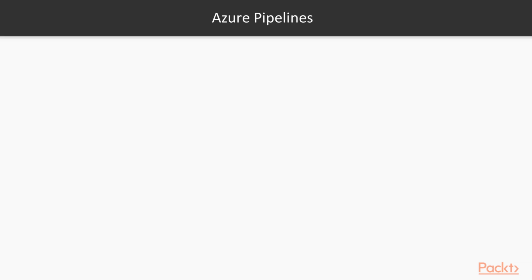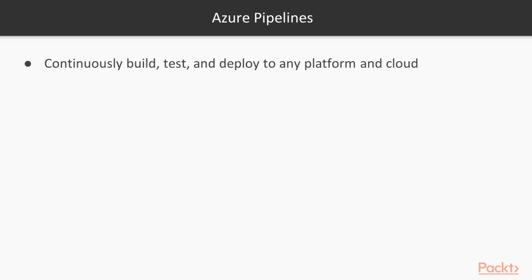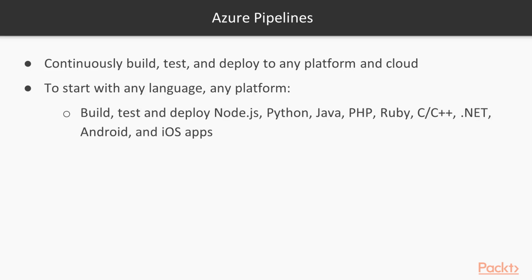Next, we look at Azure Pipelines. Using Azure Pipelines, you can continuously build, test, and deploy to any platform and cloud. Some of the unique features of Azure Pipelines are shown here. To start with, any language, any platform. So you can build, test, and deploy Node.js, Python, Java, PHP, Ruby, Android, .NET, and iOS apps. Everything, in fact. And they can all run in parallel on Linux, macOS, and Windows.